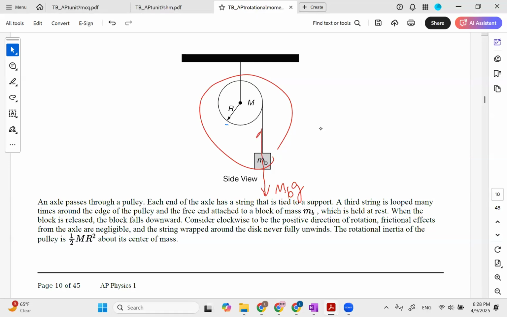In this case, you may get confused with the T here, right? But right now, you look at the whole system, right? The moment when it's released, you will assume T will be equal to m_B g. That's why you are looking for the torque created by the gravitational force. So it'll be R m_B g times delta t, torque times time.